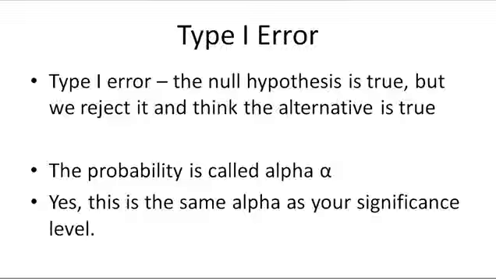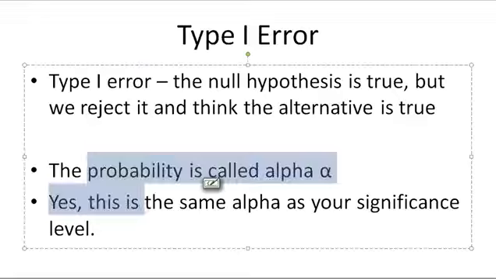All right, the other important things that we learned about overall in this unit was thinking about error. There are 2 types of error. Type 1 error: the null hypothesis is true, but we reject it and think the alternative is true. Now, for the first time, we're going to talk about the fact that the probability of making a type 1 error is called alpha. And yes, that is the same alpha as your significance level that we already learned about.